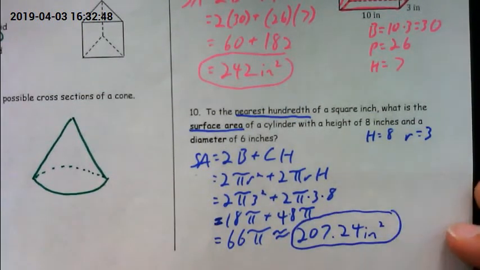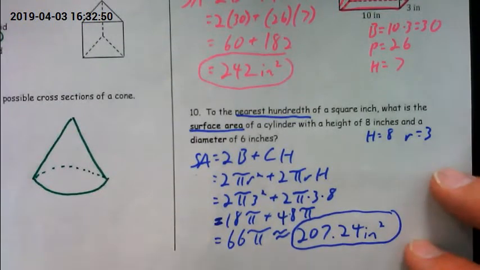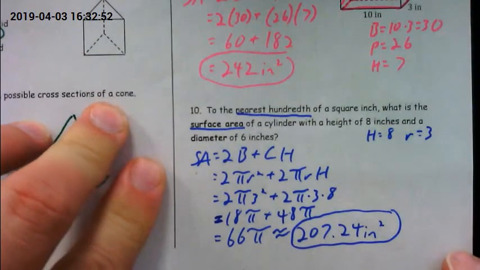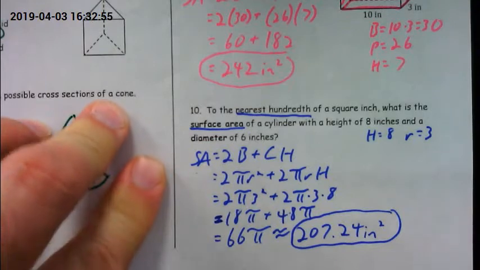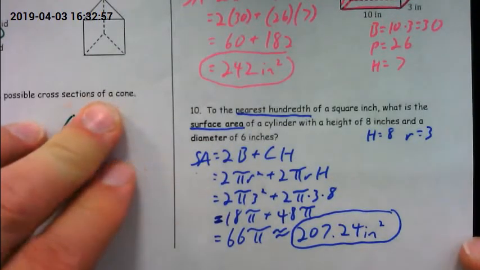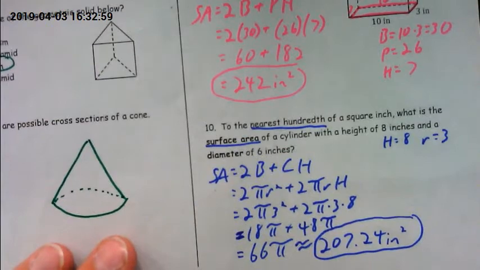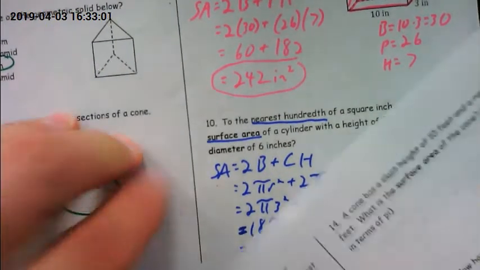Again, if it tells you to round, then you're plugging in for pi. If it tells you to leave it in terms of pi, then you're leaving it in terms of pi. All right, everybody good on that side? All right, let me grab a new sheet, and we'll do the back.